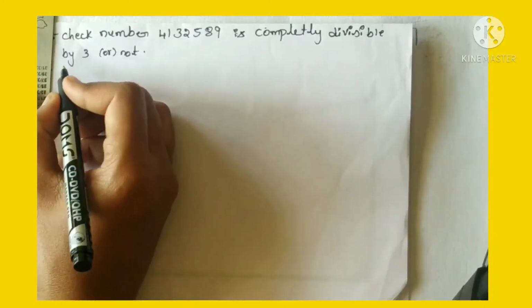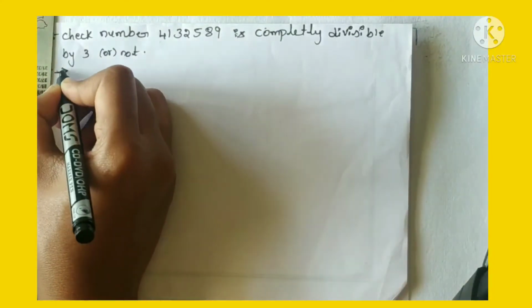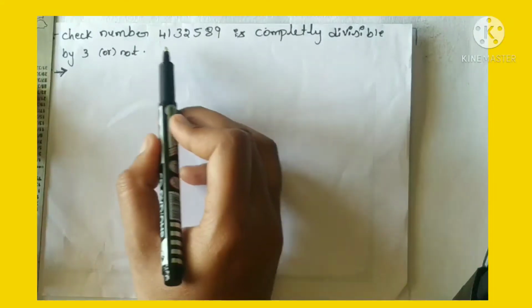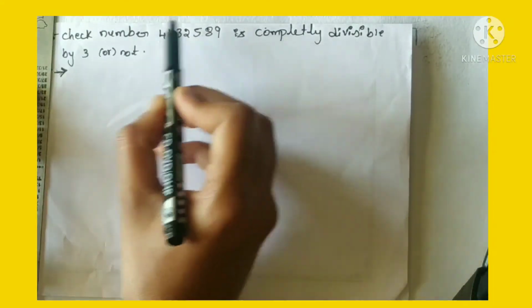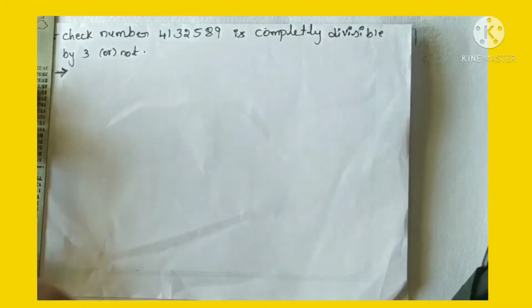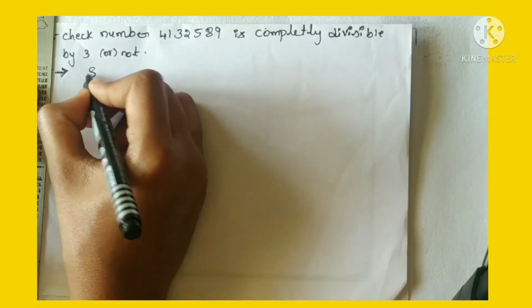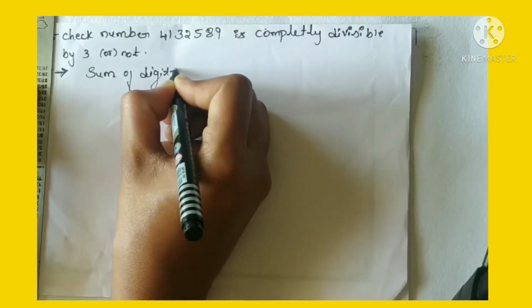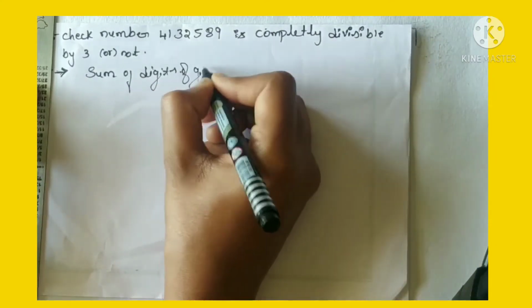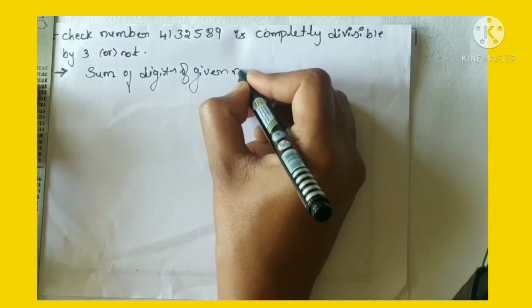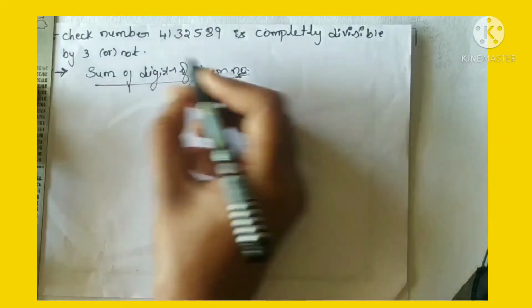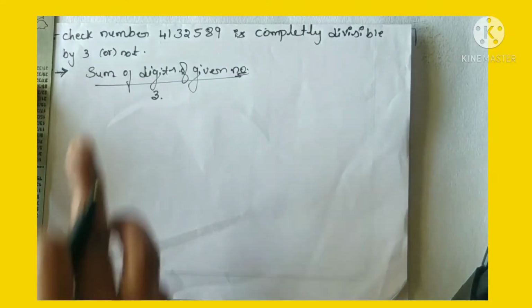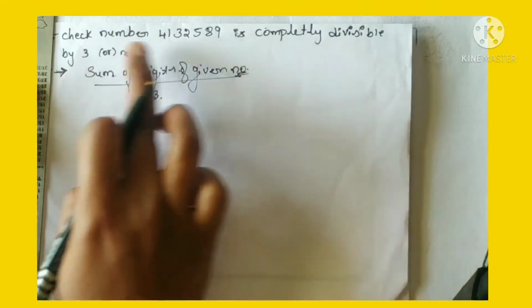Now, I just apply the divisibility rule. It is not necessary to divide this whole number by 3. It is enough to apply the divisibility rule. Okay, the divisibility rule of 3 says that the sum of the digits of a given number must be divisible by 3. Okay, this is the divisibility rule of 3.